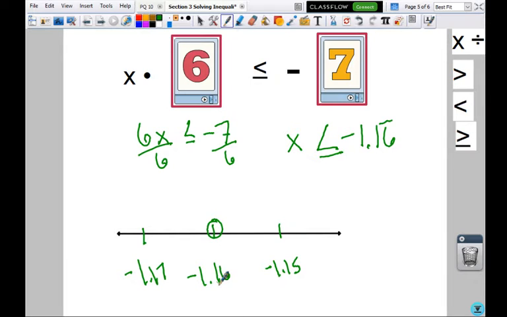All right, am I going to fill in my circle? Yeah. Yep. And it's going to point to the left.